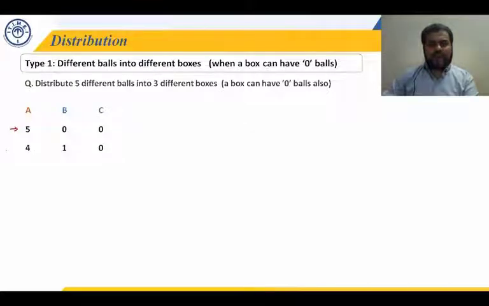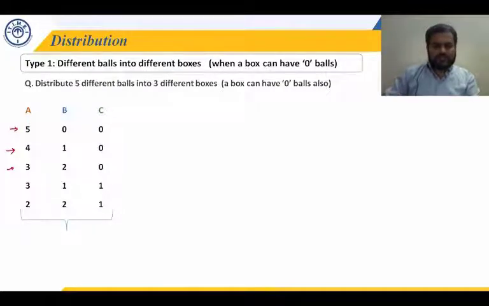Or we can have the case like this, 4, 1, 0. Or we can have 3, 2, 0. This is when one box is empty. So if one box is having 0, then the other 2 boxes can have 4, 1 or 3, 2. Now, we have taken care of the case where 2 boxes were empty and only 1 box was empty. Now, if no box is empty, then we can have 3, 1, 1 or 2, 2, 1. These are all the possible cases.